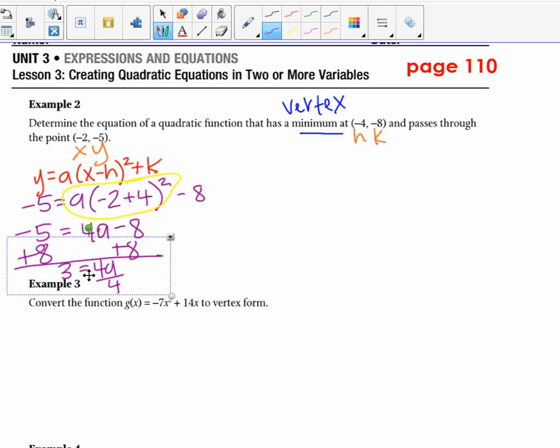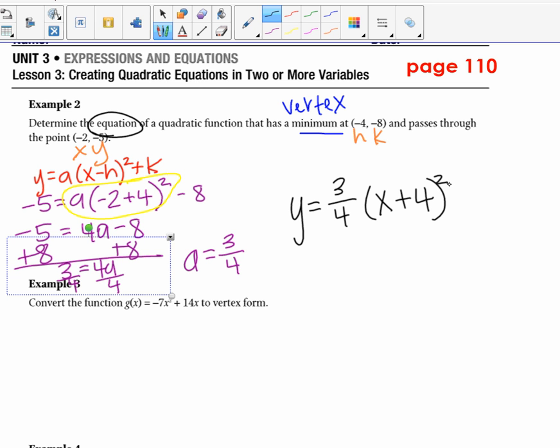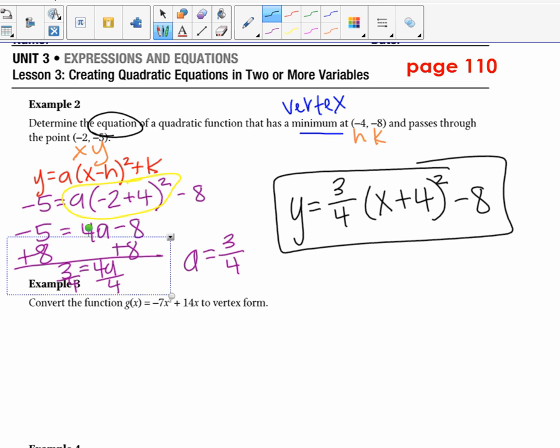So we're going to add 8 to both sides, and we get -5 plus 8 is 3 equals 4a. Divide both sides by 4, so I'm running into example 3 here. So a is 3/4. So like we talked about before, when you're actually going to write the equation, you only want x and y as your variables. So we have y equals our a value, which is 3/4, times x minus a -4 for x minus h squared plus k, so plus a -8, which is really -8. And that's your actual answer.